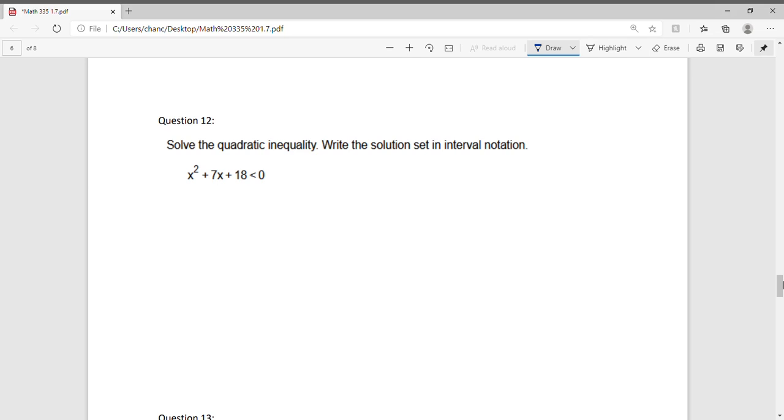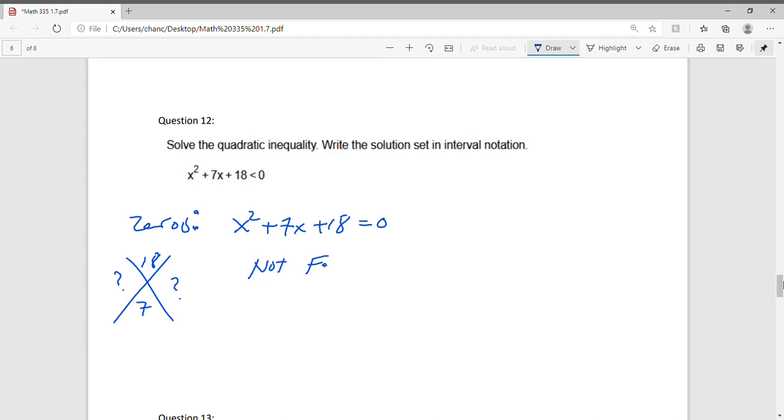Question 12. So let's solve the quadratic inequality x squared plus 7x plus 18. So the first thing I want to do is see if I can find those zeros. Let's set x squared plus 7x plus 18 equal to 0. And let's try to factor. Now we need two numbers that multiply to get 18, but add up to get 7. If you think about it for a while, you'll realize it's not factorable.